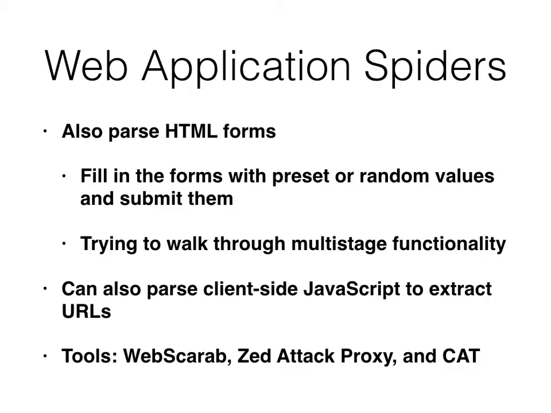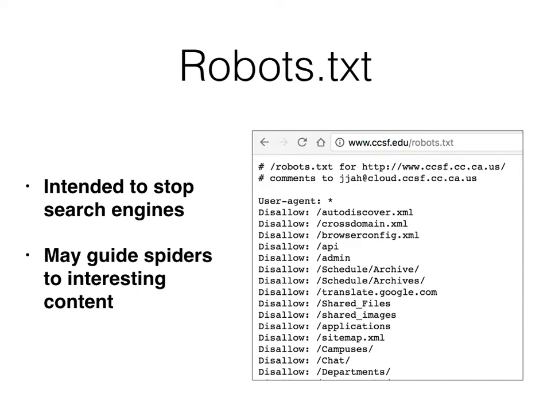So there are a lot of things that can happen here. It'll fill in the forms, it'll try to walk through things, it'll parse JavaScript, at least looking for more URLs to open. And these are tools you might have, like ZAP, the Zed Attack Proxy, and WebScarab, which is a less popular, I think now deprecated, proxy. Burp and ZAP are probably the two that are good to use. The others are less popular.